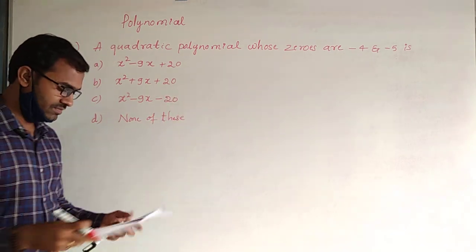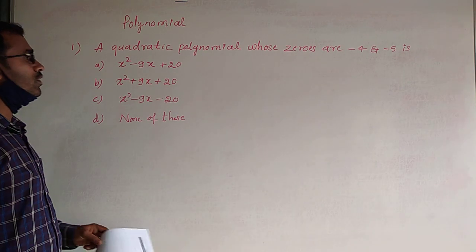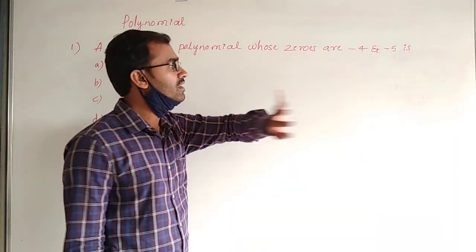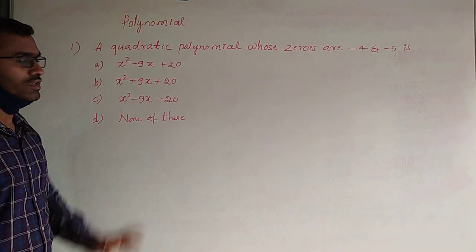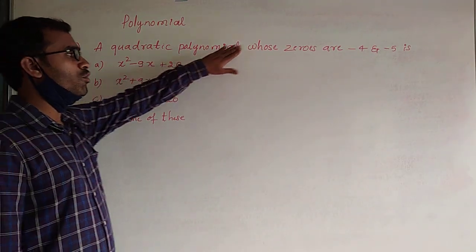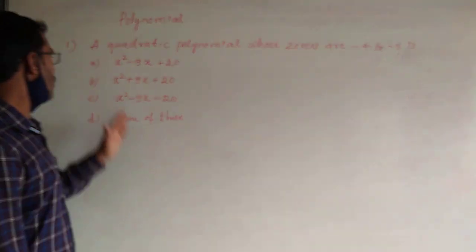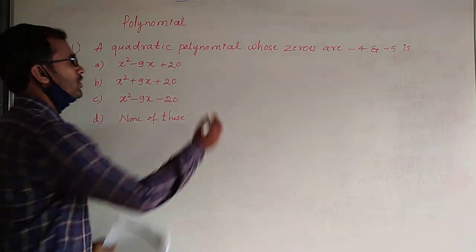See the question. A quadratic polynomial whose zeros are -4 and -5 is. They have given the zeros of the quadratic polynomial, and these zeros satisfy the polynomial equation. If we put the zeros in the quadratic polynomial, the polynomial is satisfied. So solve by the verification method.